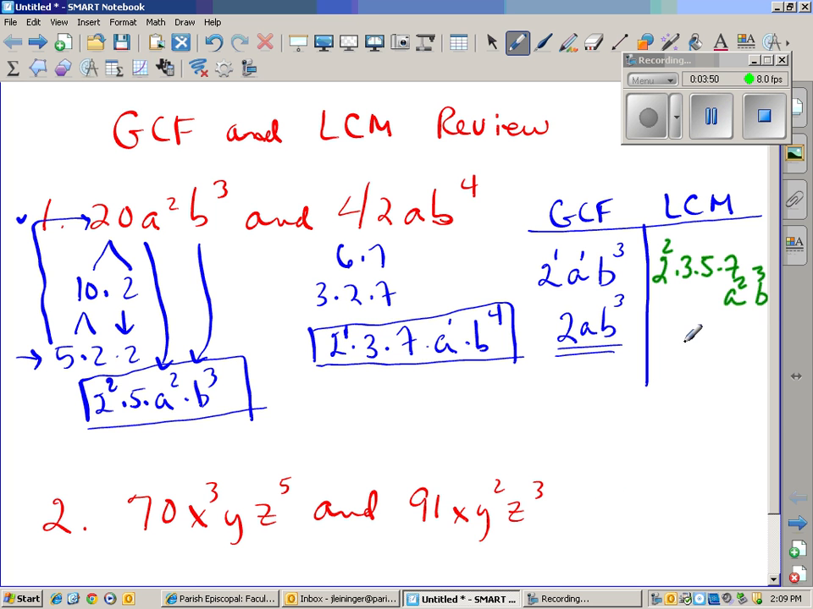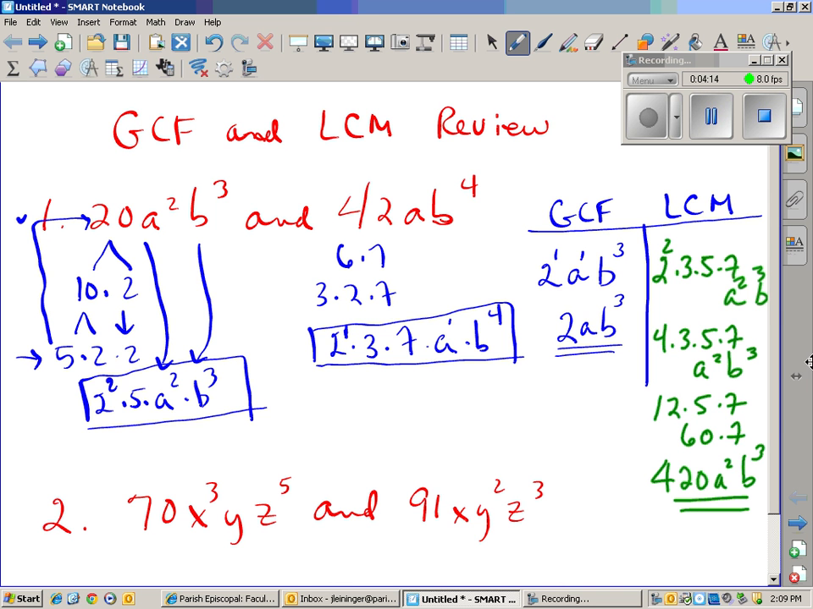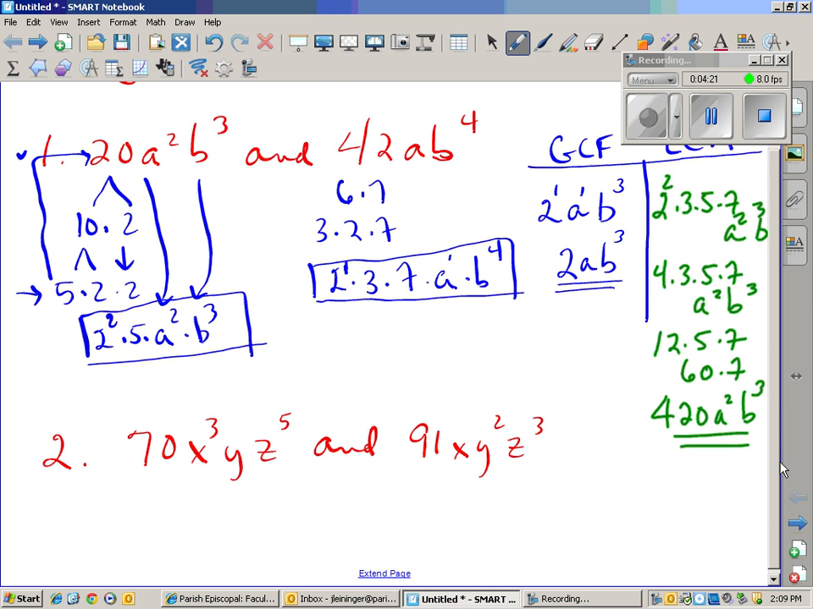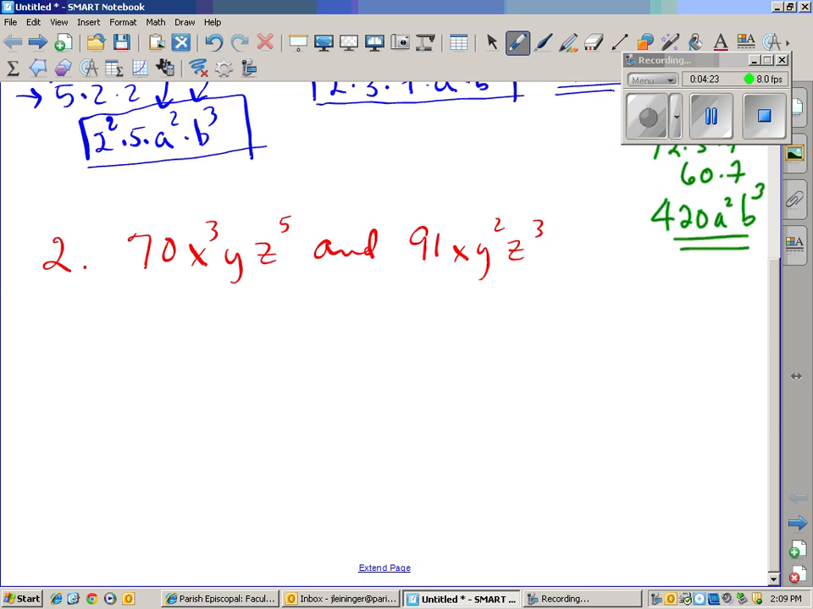So now if I go to clean up my LCM and simplify it a little bit, I have 4 times 3 times 5 times 7 times A squared B cubed, which becomes 12 times 5 times 7, or 60 times 7, or 420 A squared B cubed for the LCM. Notice how much bigger the LCM is than the GCF, and that's generally the case. Let's try one more together, and then I'll hope that you'll review some of these in the textbook on your own.